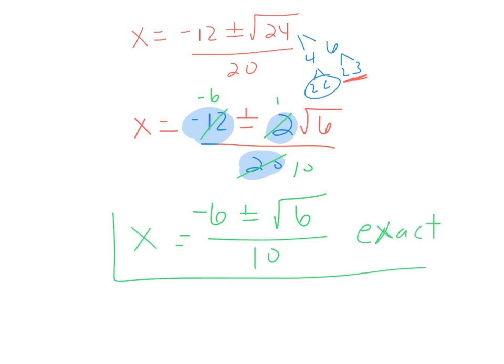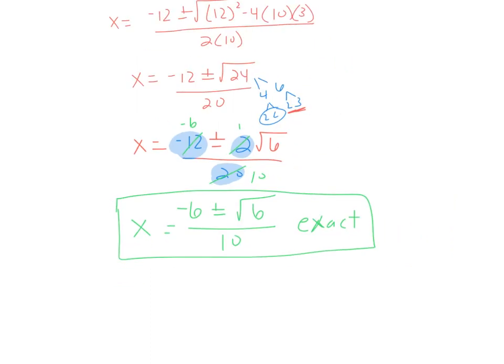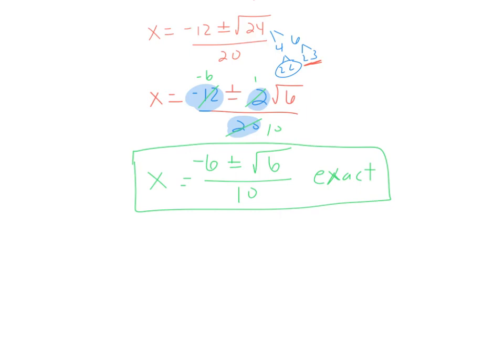Exact. Now, anytime we have a square root left, that means we also have an approximate solution, or your decimals. So now we're going to break this up into your two parts: -6 plus √6, divided by 10, and then -6 minus √6 divided by 10. So go ahead and stick that in your calculator.